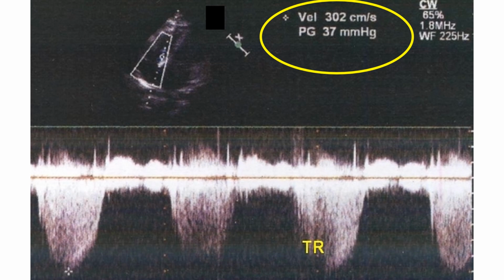Usually, a nominal value of 10 millimeters of mercury, representing the pressure in the right atrium, is added to the TR velocity gradient to get the estimated right ventricular systolic pressure, or RVSP. It is the maximum pressure developed when the right ventricle contracts.